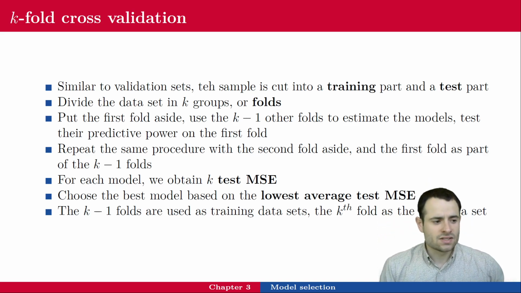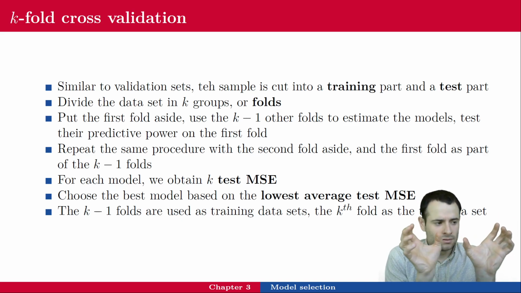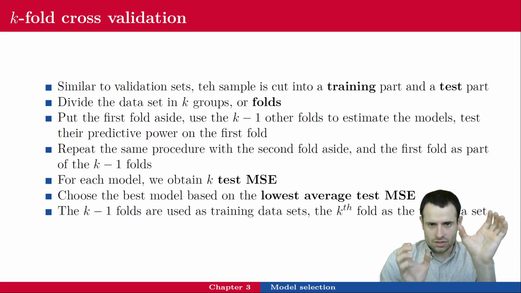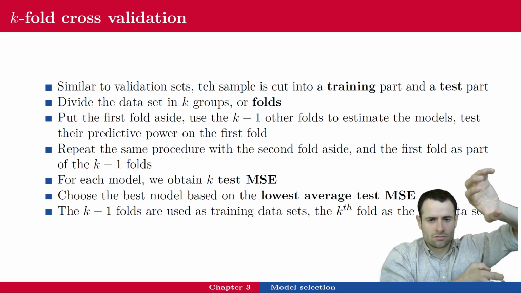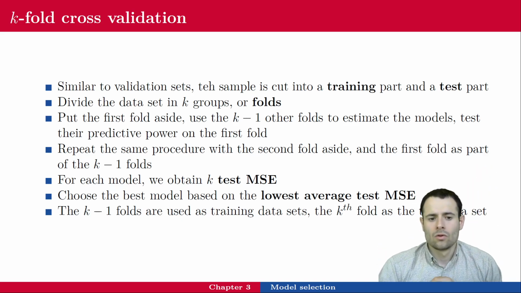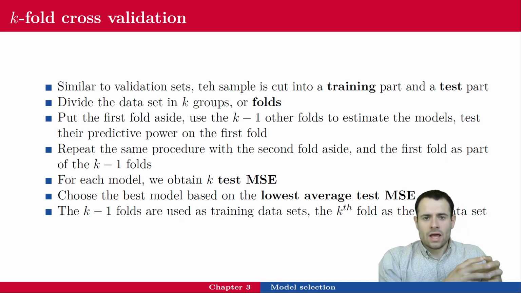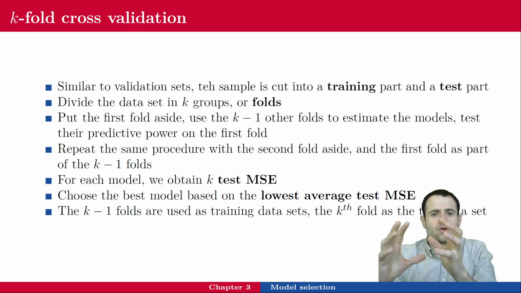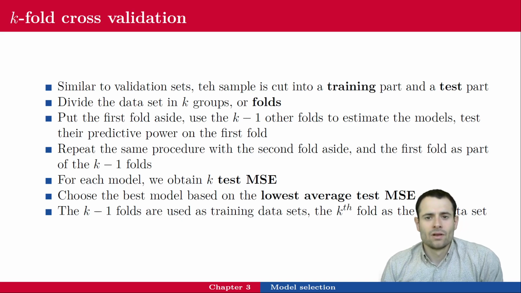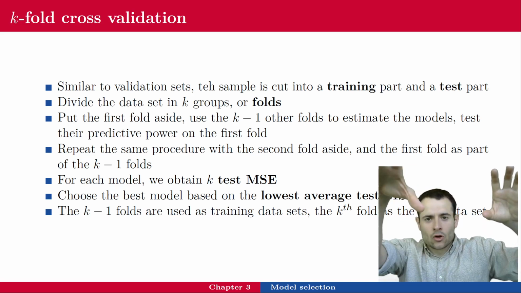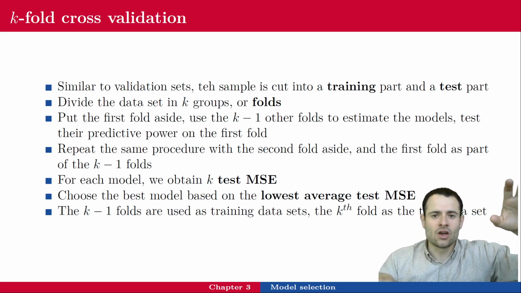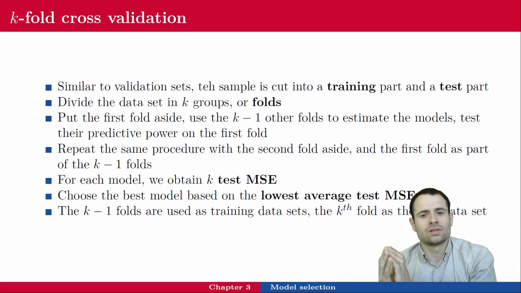K is not the sample size. K is the number of samples I am making. I have my big sample, I'm taking blocks, and I'm taking k different blocks. I keep one block as my test, and I take all the other blocks together as my training data set. But then I can do this by putting the first fold back in and taking another fold out. And I repeat the process until each fold has been put out.